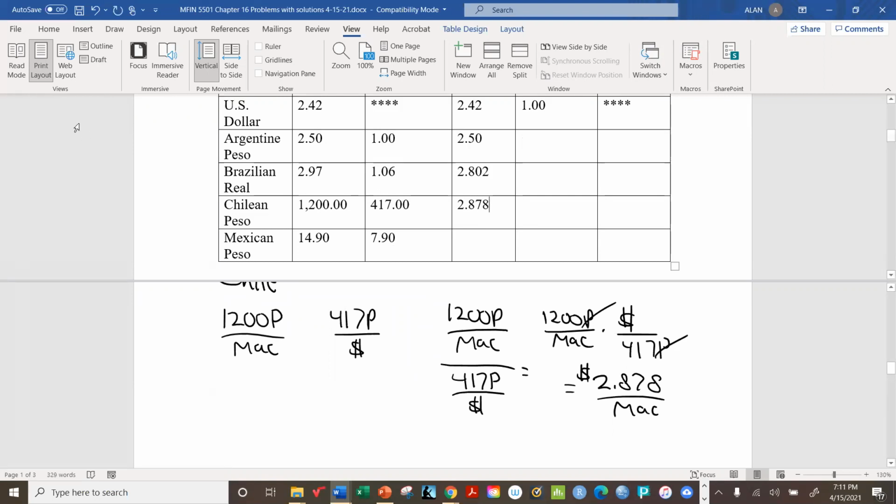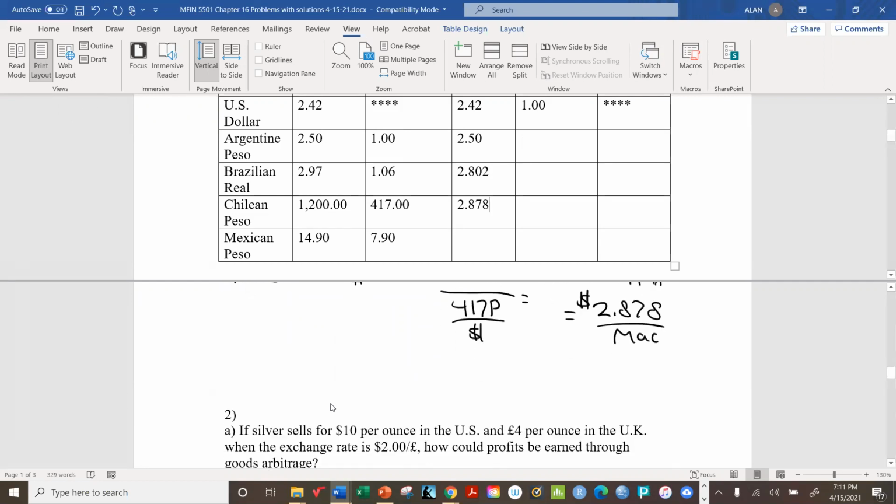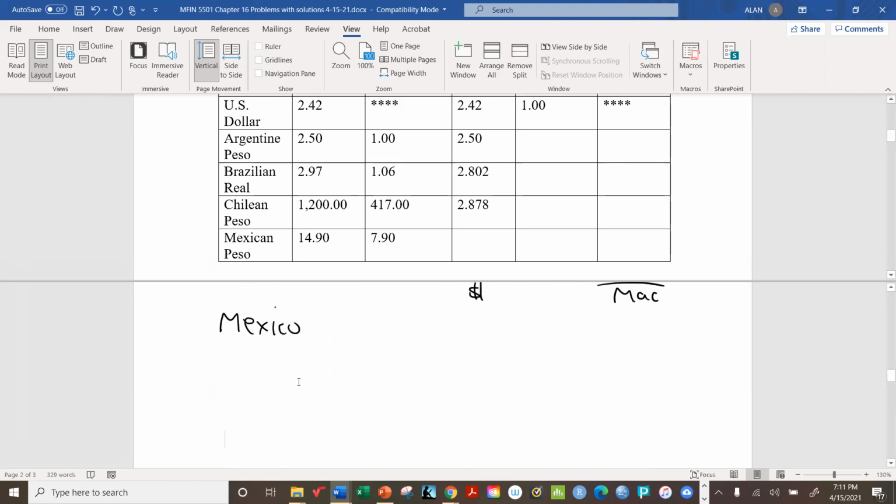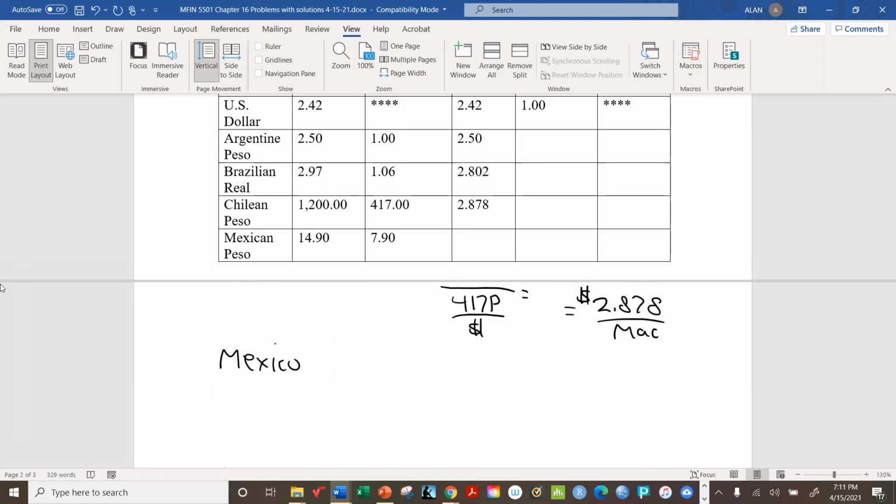And then finally, in Mexico, what do we know about Mexico? Two pieces of information. Okay. We know that it costs 14.9 pesos to buy a Big Mac.